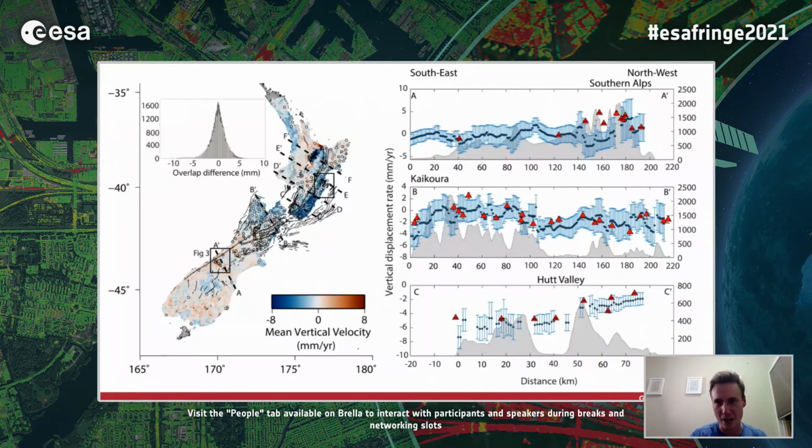I'll show that in a second. This is a good example here. This is a profile through AA' over the Alps, which in theory, based on the GPS shown by the red triangles, should be uplifting at around 5 millimeters a year. But what we see in the InSAR, as you come into this area, is a sudden drop in the displacement associated with these river valleys. That's basically the problem that I was describing.